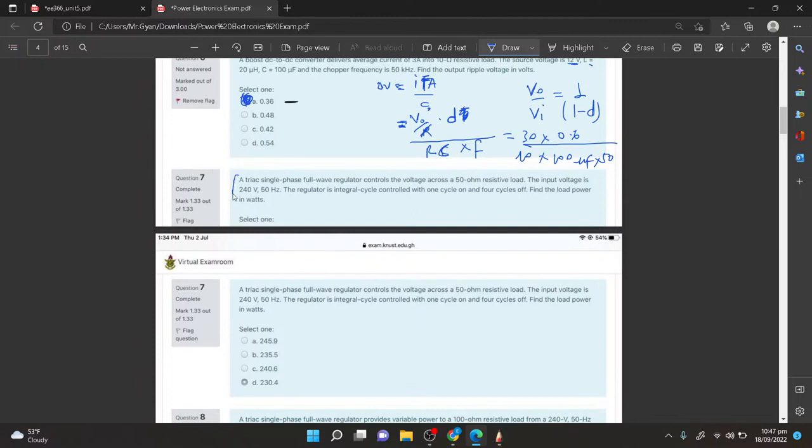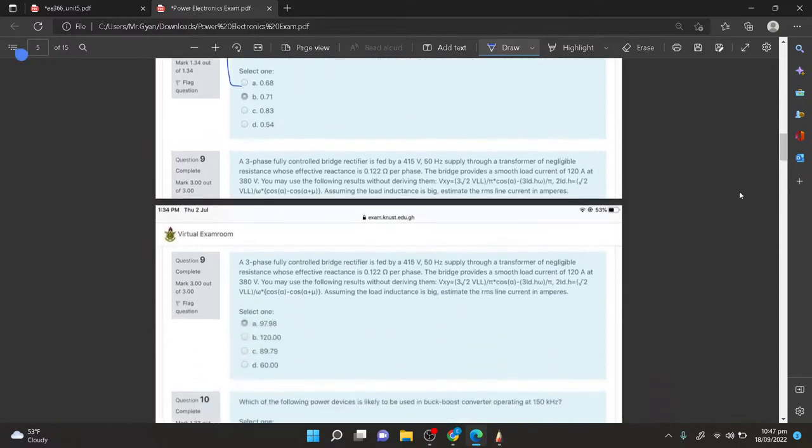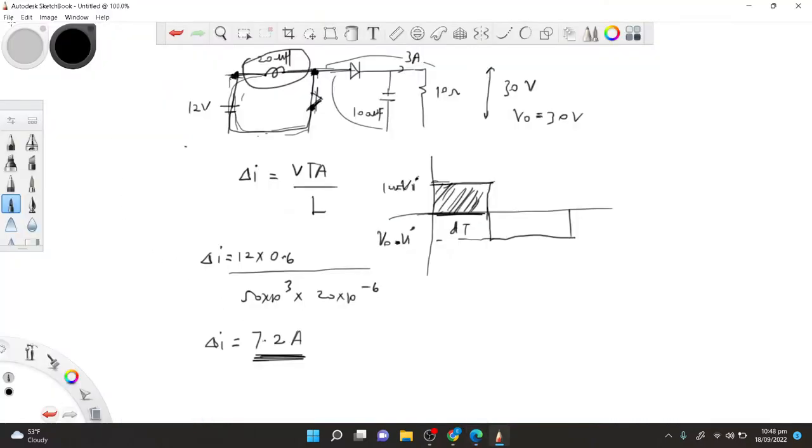So we've not done these AC regulators. We've not done it. All right, so this is a three-phase fully controlled bridge rectifier fed from this. This is the diode bridge rectifier, three-phase.